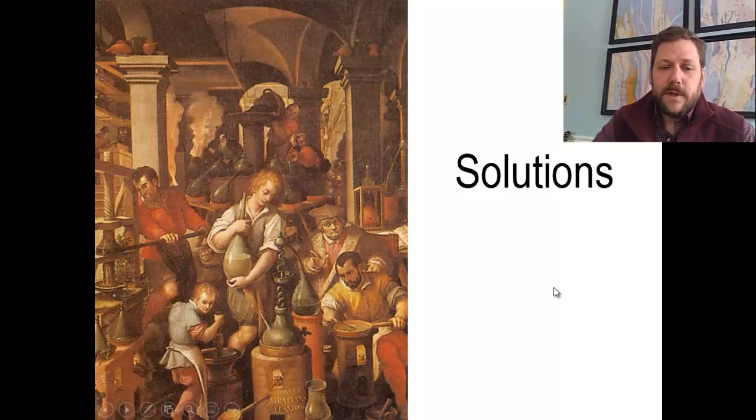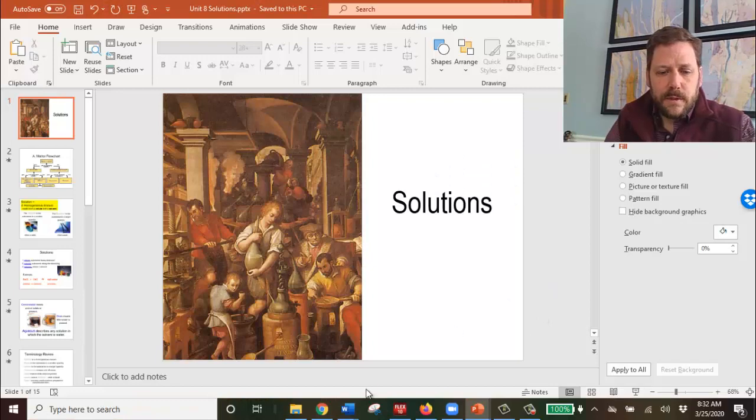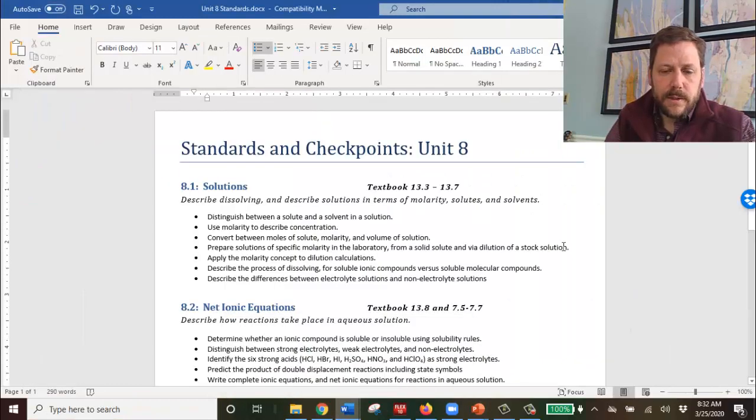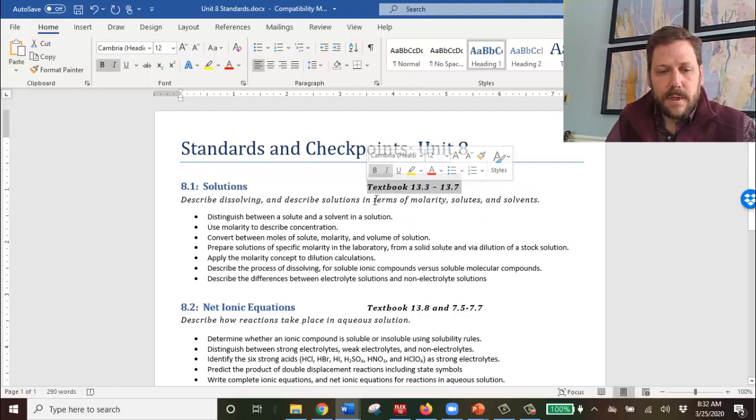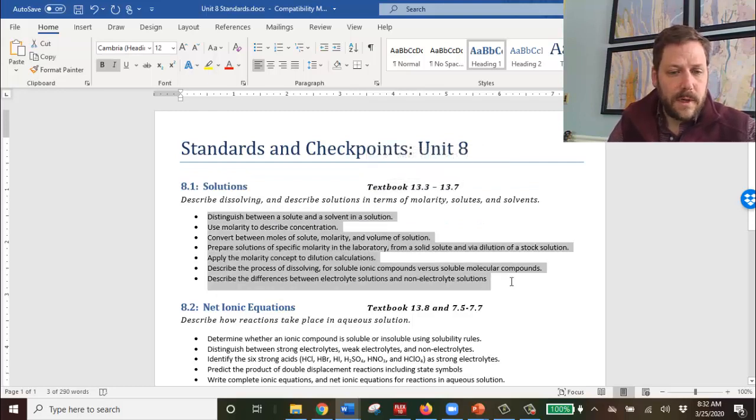Hi everyone, in this video I'm going to introduce the first set of notes for Unit 8 in Chem. Section 8.1 looks at molarity and solutions. I'm going to be posting the unit objectives, which look like this in the Unit 8 topic in Classroom, and you can see here's the part of the textbook that corresponds to this topic, and here's some of the objectives we're going to be talking about.